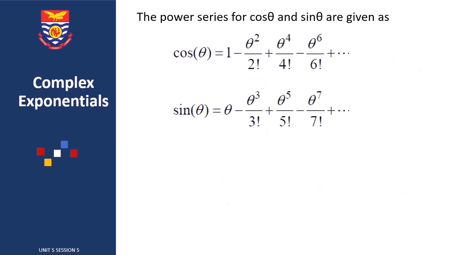You can see that the power series of cos theta and sine theta are given by these expressions. So cos theta is given by this, and sine theta is given by this. Look at the powers: sine theta has odd powers, and cosine has even powers, 2, 4, 6, in that order. So think about the two. Which of them is the even function and which of them is the odd function?